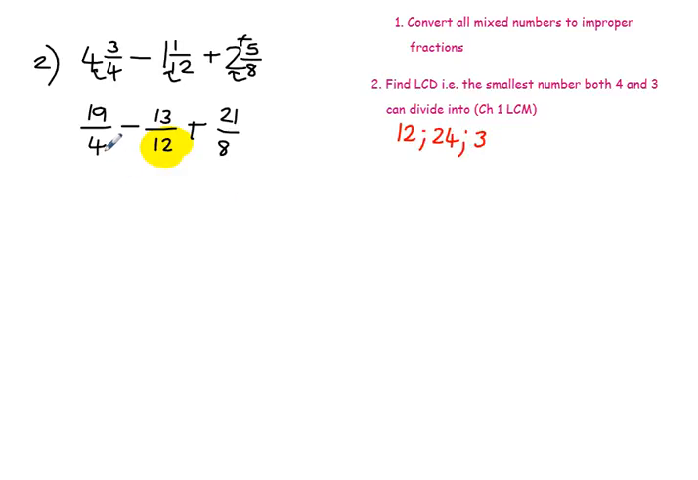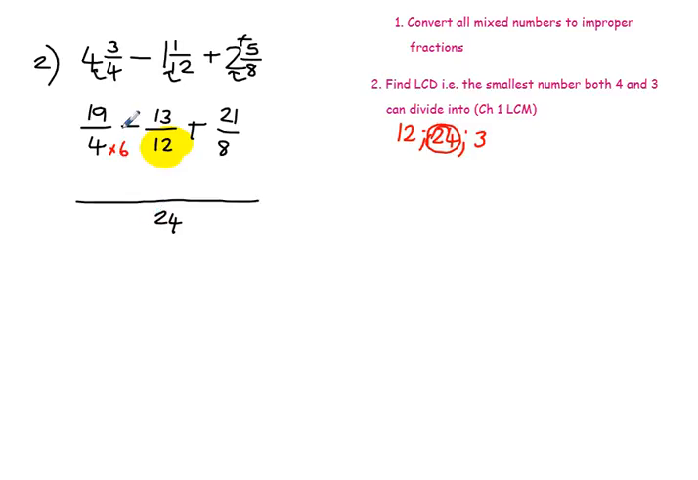36. Now because 4 can go into 12, okay, so 4 can go into 12, but 8 can't go into 12. Can 8 go into 24? Yes. 12 can go into 24 and 4. So our LCD is going to be 24. Draw a long line. 24.